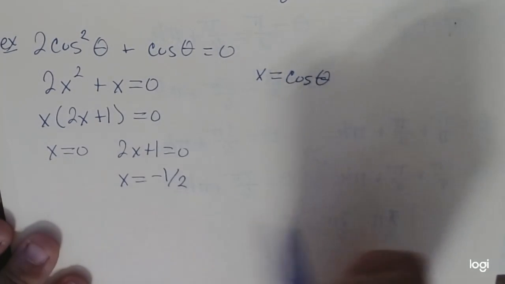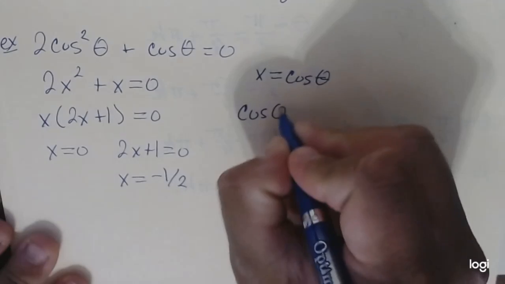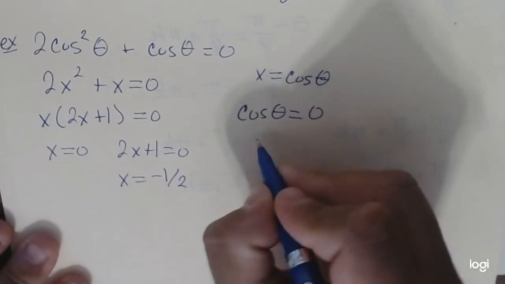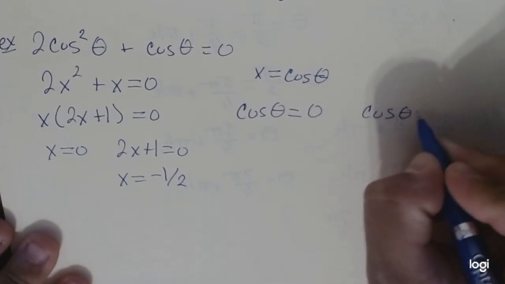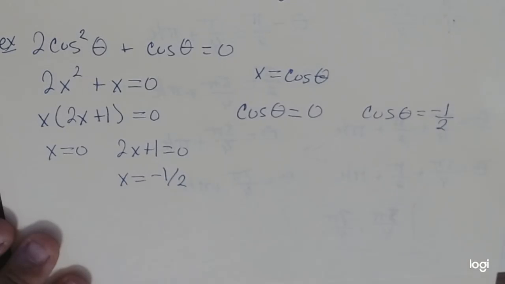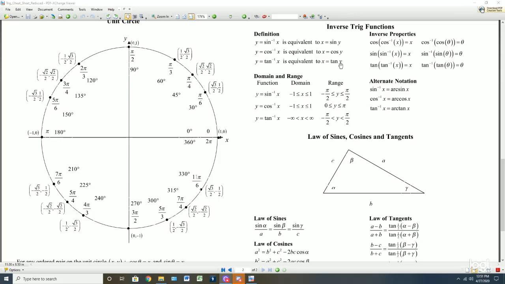And now we backtrack. So therefore we know that cosine theta must equal 0, and cosine theta must equal negative 1 half. Well, when is cosine equal to 0? Well, going back to our unit circle, right? Cosine is equal to 0 at pi over 2 and 3 pi over 2. So we know for sure it's pi over 2 and 3 pi over 2.